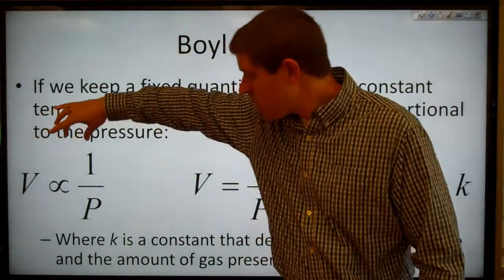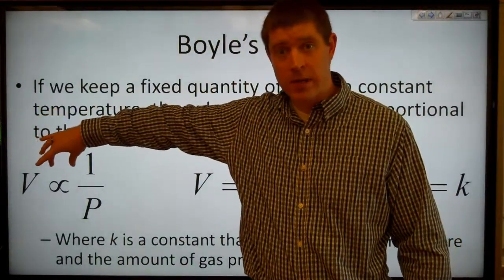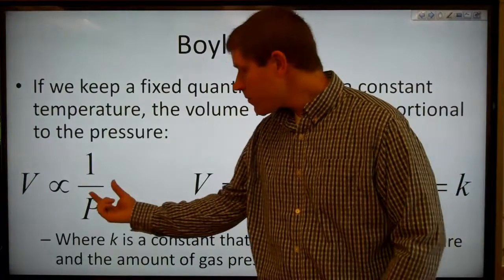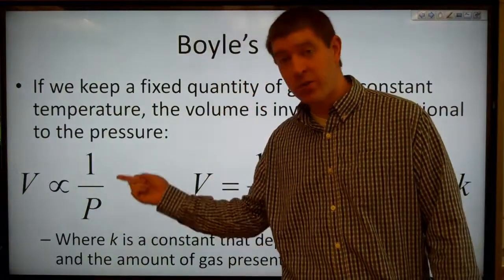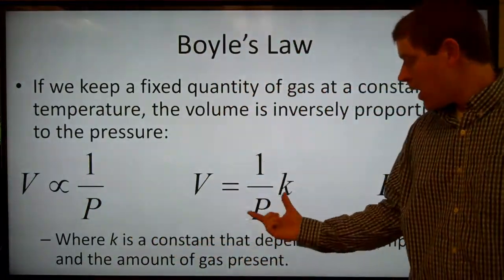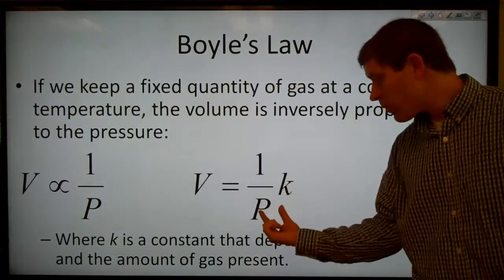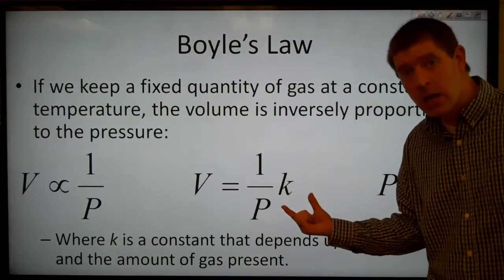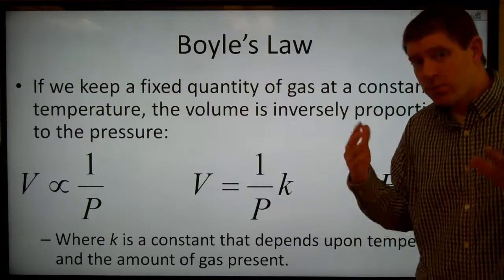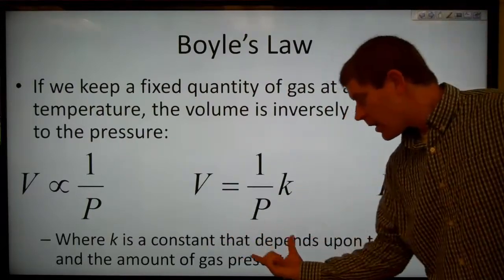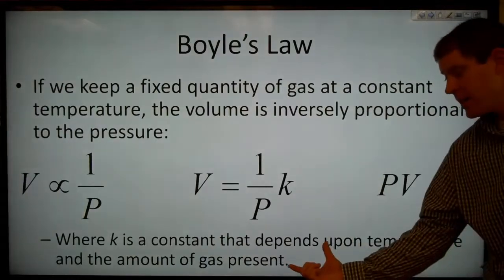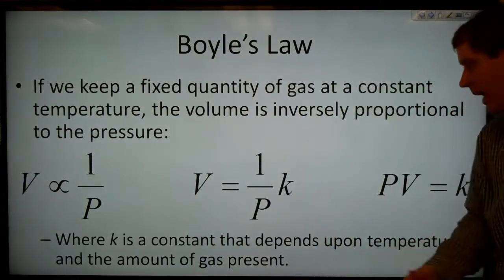So volume, and then we have this symbol, meaning it's proportional to the inverse of the pressure, so 1 over P. And another way we could write that is by saying the volume is equal to 1 over P times some constant K. And that constant K may depend on some things. In this case, K is a constant that depends on the temperature and the amount of gas present, so the number of moles of gas.